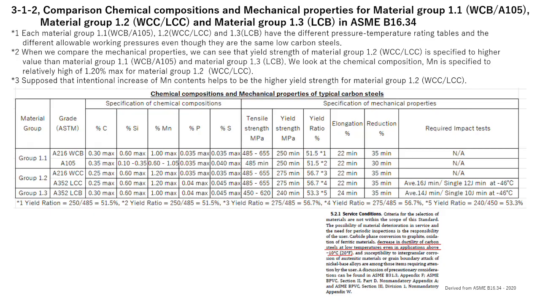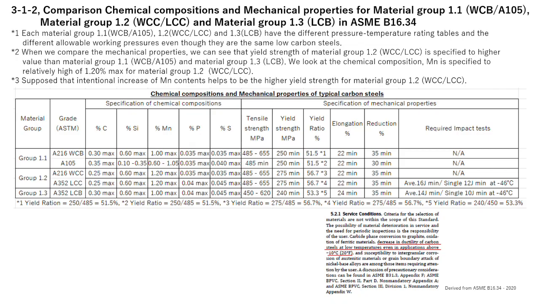But ASME B16.34 in the rating table indicates the temperature range of minus 29 degrees Celsius, converted from minus 20 degrees Fahrenheit. So in the case of ASME B16.34, normal carbon steel material can be used down to the temperature of minus 29 degrees Celsius.